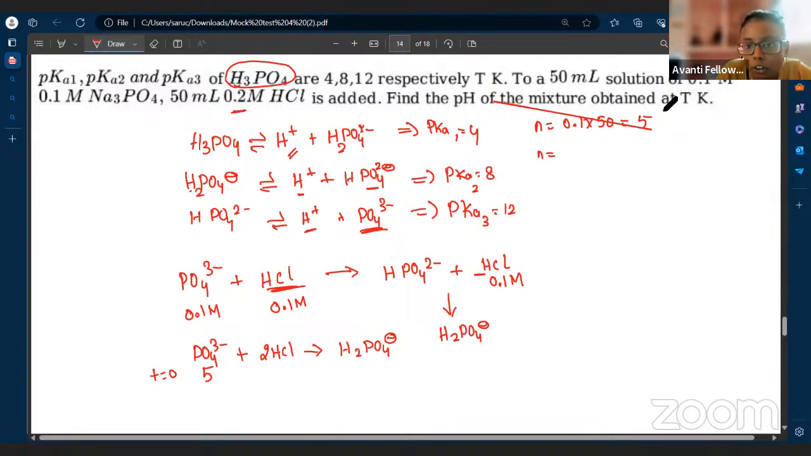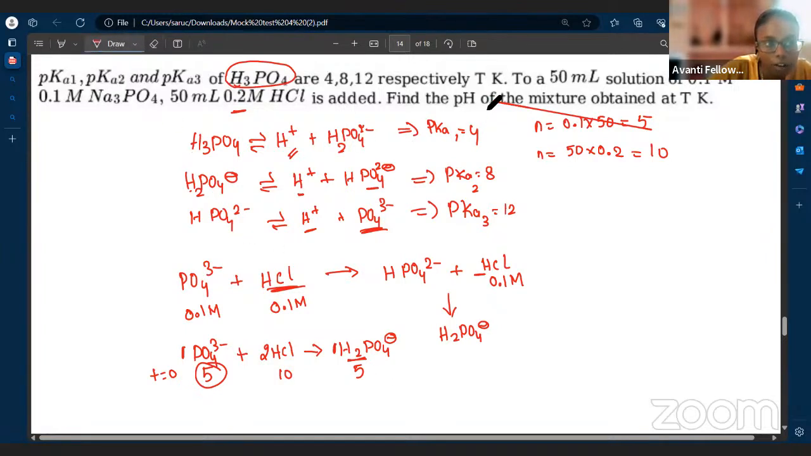Now again, for HCl, what would be the number of moles? 50 into 0.2 is equal to 10. So 10 moles. When 5 moles of PO4 3 minus reacts with 2 moles of HCl, you are getting 1 mole of H2PO4 2 minus. So how many moles of H2PO4 will you be getting? Here the ratio is 1:1, so you will be getting 5 moles of H2PO4 2 minus.